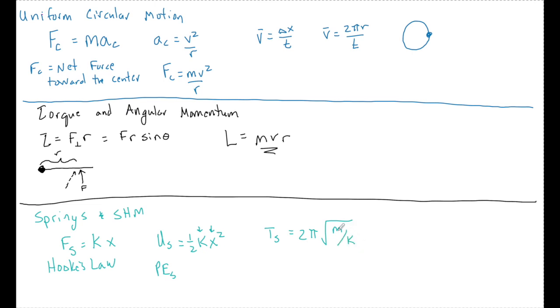Now, this is the mass that's causing the motion, the simple harmonic motion. You'll often see this formula used when we hang a mass from a spring and it oscillates up and down. This is the k constant of the spring. This is the mass that's being hung on the spring.